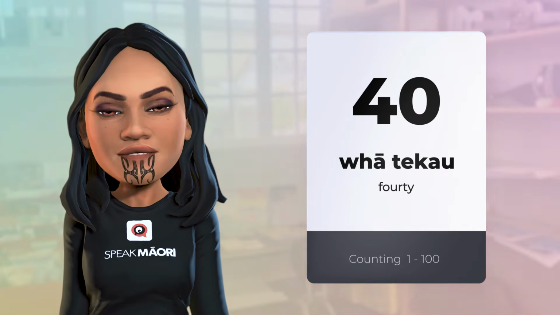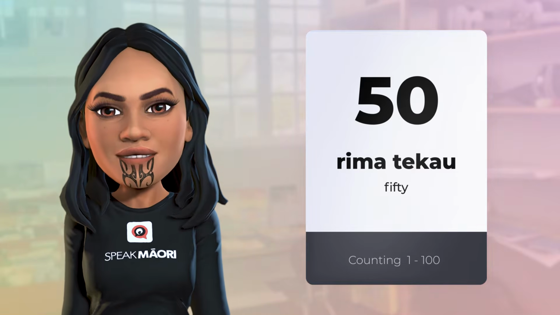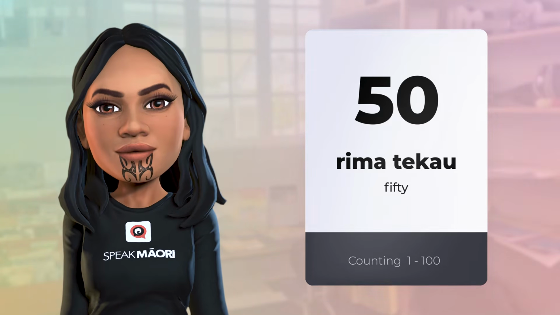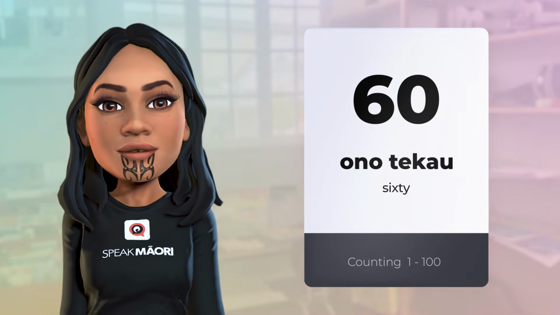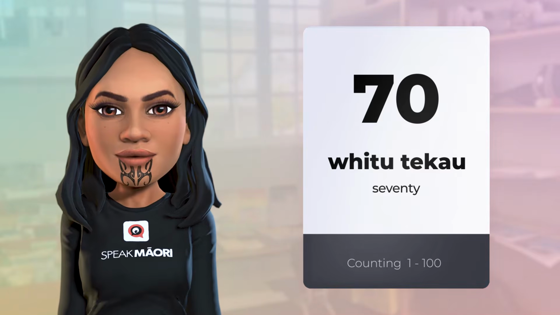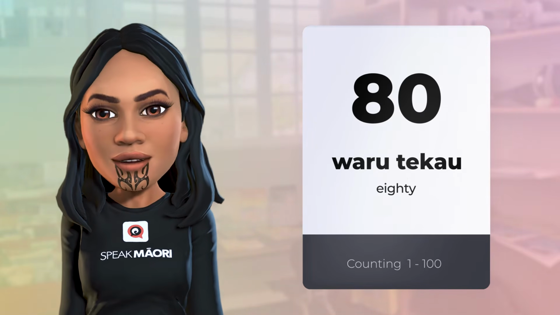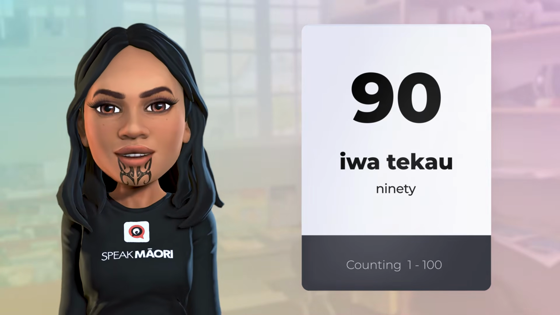Whā tekau, 40. Rima tekau, 50. Ono tekau, 60. Whetu tekau, 70. Waru tekau, 80. Iwa tekau, 90.